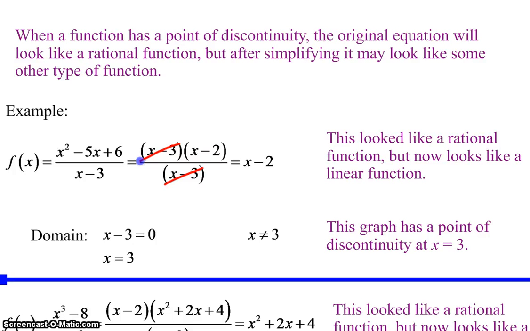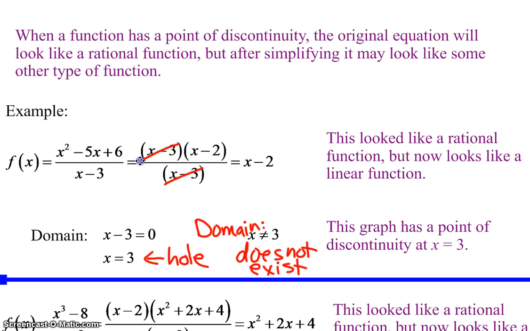In this situation, because the x minus 3 will cancel out, that tells me, first off, there's going to be a disruption in the graph, and secondly, because it cancels, it's going to be a hole. How do I find out where the hole is? I set the denominator equal to 0. I solve it. What this is telling me when it says x equals 3 is that my hole is when x is 3. It means my graph does not exist at x equals 3. So my domain is x cannot equal 3, but it can equal anything else. I have a hole at x equals 3, or a point of discontinuity.